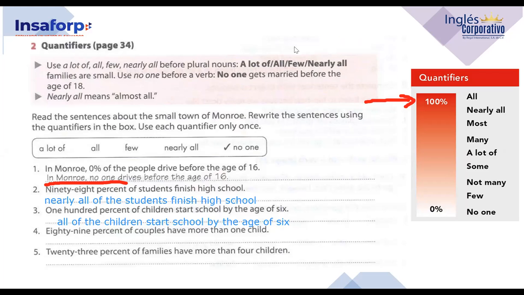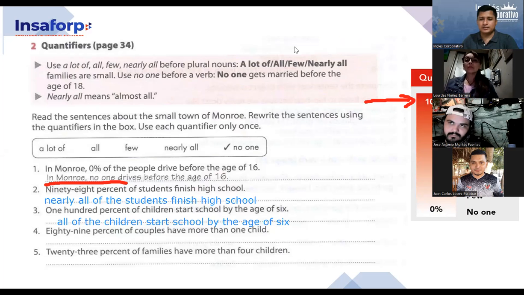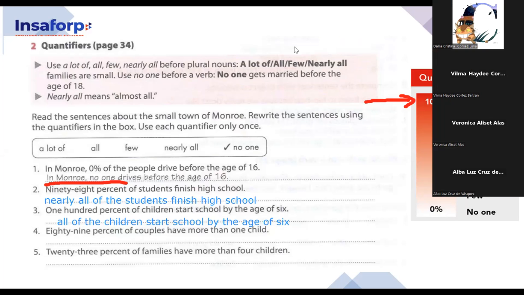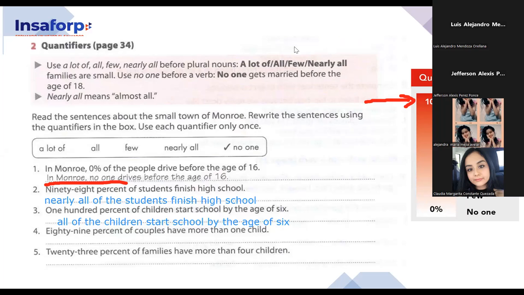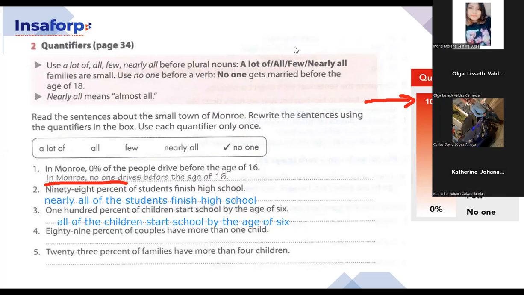Let me see who else is available here. Let me check. We have a boy, Carlos López. Thank you. ¿Puede participar, Carlos? Hello. Yes, teacher. Thank you. Number 4.